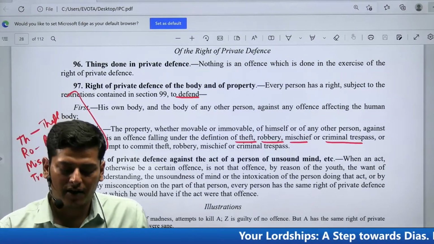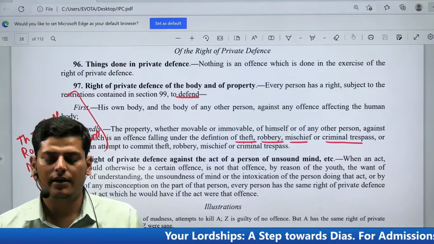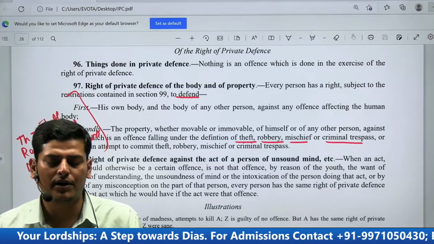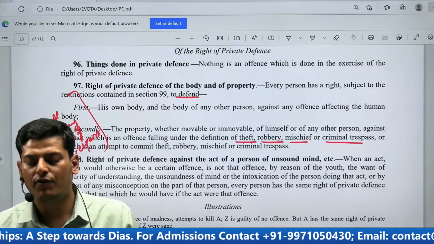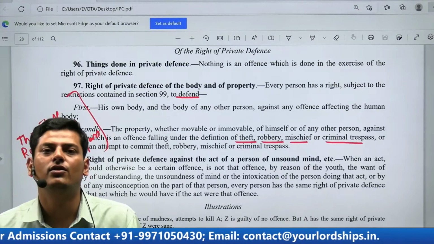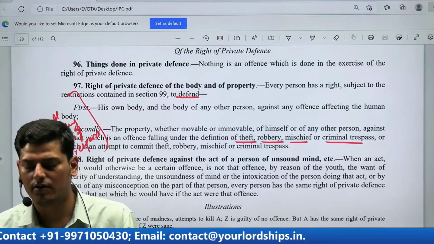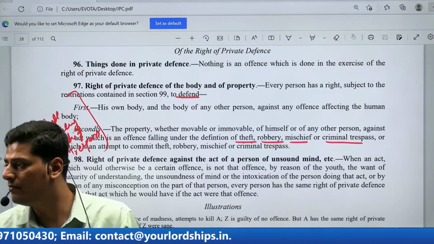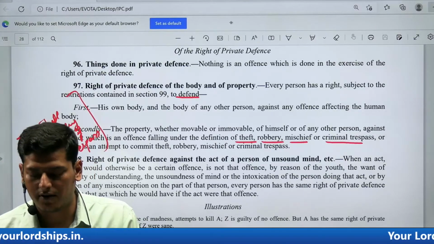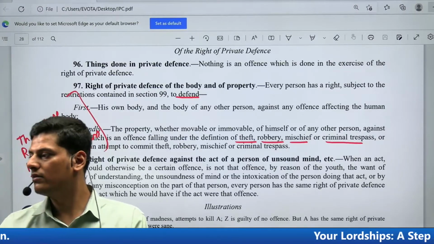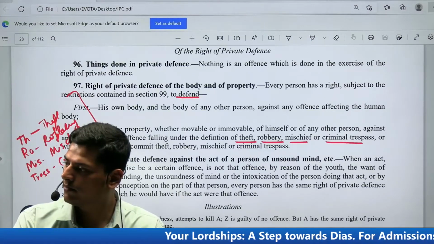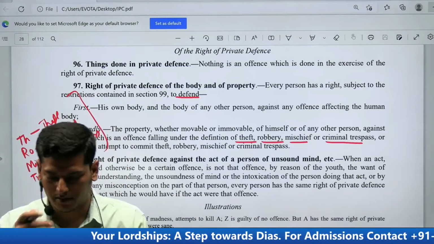So right to private defense of the property: every person has the right, subject to the restrictions, to defend the property, whether movable or immovable, of himself or of any other person against any act which is an offense falling under the definition of theft, robbery, mischief or criminal trespass, or which is an attempt to commit theft, robbery, mischief or criminal trespass. अच्छा ये मिस हो गया, यही है, यहां पे देख लो अगर आप. थेफ्ट, रॉबरी, मिसचीफ एंड क्रिमिनल ट्रेसपास. ओके.